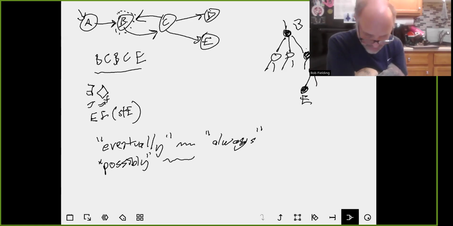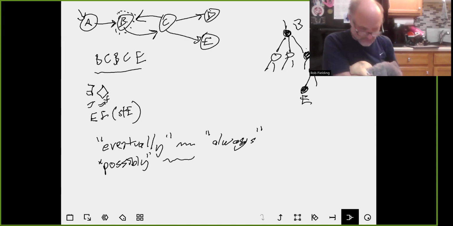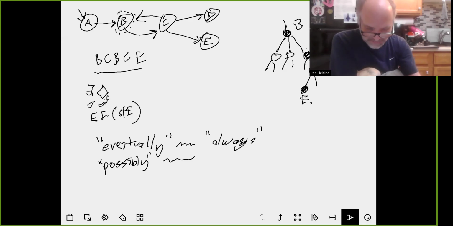Like if you fly around in a plane forever, you're eventually going to come out of the sky because you ran out of fuel, right? But possibly means you might go a shorter distance than completely running out of fuel. You can actually get from one place to another without running out of fuel as long as you time it right, right? And so possibly and necessarily.